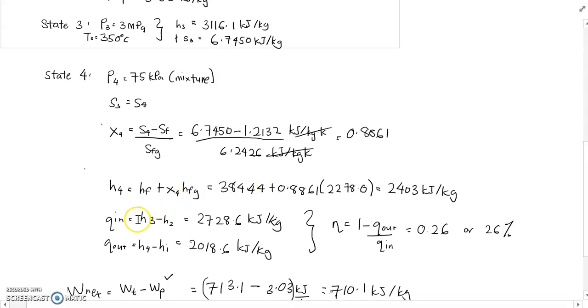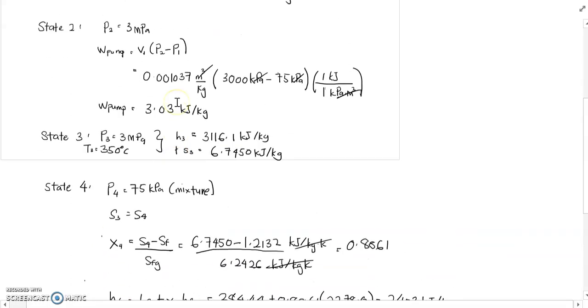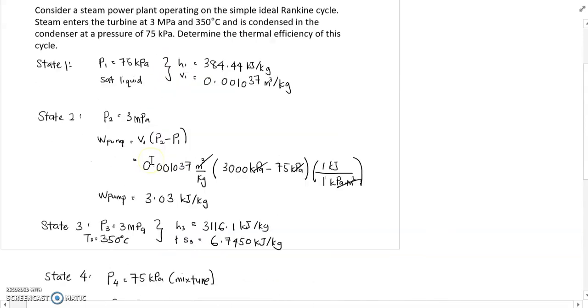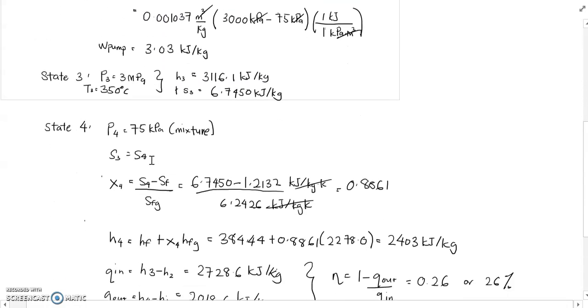So now you already have the enthalpy at each of states 1, 2, 3, and 4. With that information, you can calculate Q in and Q out. These are the formulas for Q in, and the bottom one here, Q out, is H4 minus H1. You can calculate Q in and Q out by plugging in all the enthalpies that you have calculated before this.